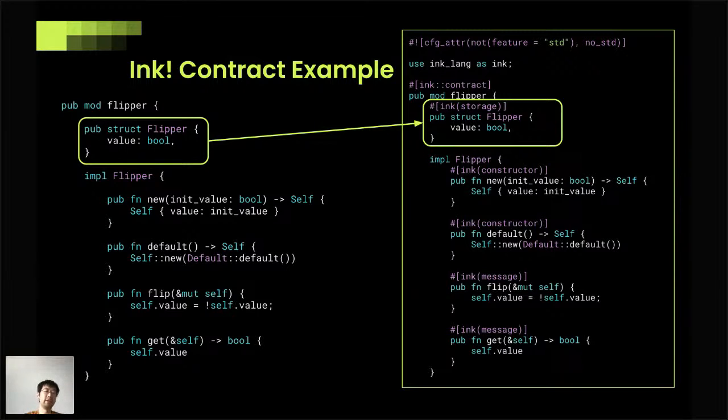For such a contract, the left part is the raw Rust code, and the right part is the ink contract code. There are not many differences. You can see the only difference is here: there are many annotations for the ink contract to tell our contract engine what each part is. For example, in this part, it gives a tag of storage. This means this is going to be your contract state, and it will be stored on chain.